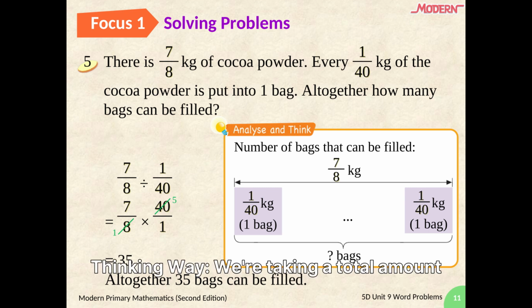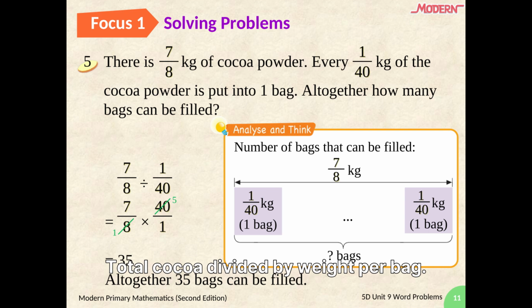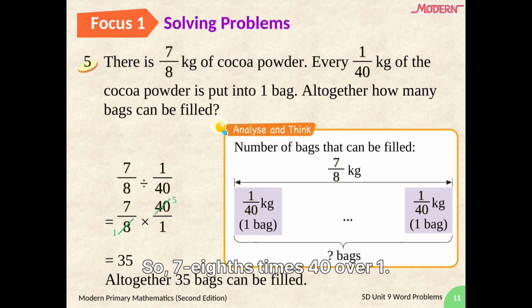Thinking way. We're taking a total amount and splitting it into small, equal bags. This is division. Total cocoa divided by weight per bag. That's 7/8 divided by 1/40. Remember our rule, multiply by the reciprocal. So 7/8 times 40/1. Know how? Simplify 40 and 8 first. 40 divided by 8 is 5. Now we just have 7 times 5, which equals 35.